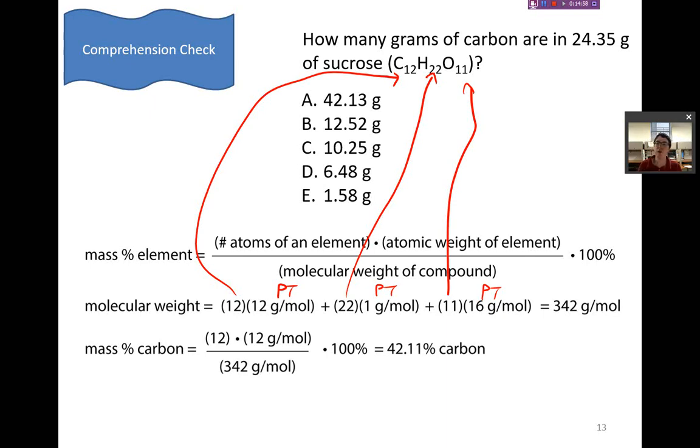So 42.11% of this 24.35 grams is carbon. When we multiply that percentage times the mass, that gets us the mass of carbon within our sample.